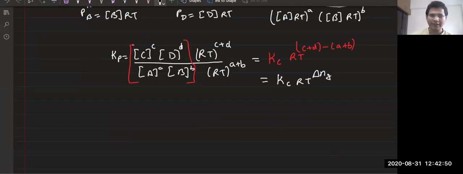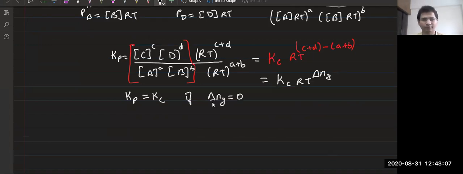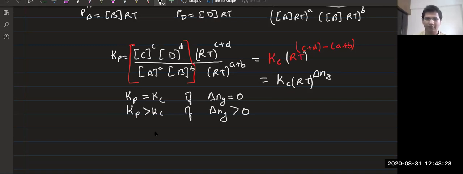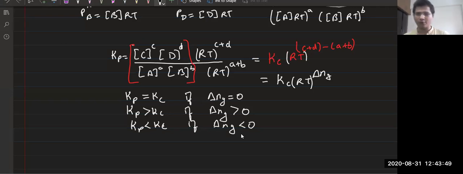So can I say that Kp is equal to Kc only when delta Ng is equal to 0? Yes or no? And in the same way, Kp is greater than Kc if delta Ng is greater than 0. Right? So this is whole power of RT. And Kp is less than Kc if delta Ng is less than 0. Agree everyone? I hope all of you understood this. Yes, very good everyone.